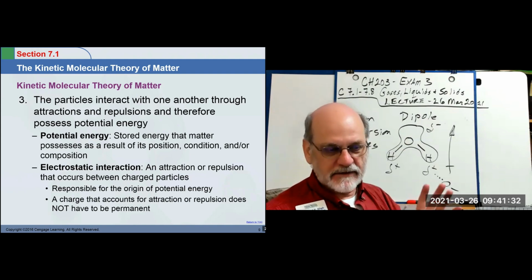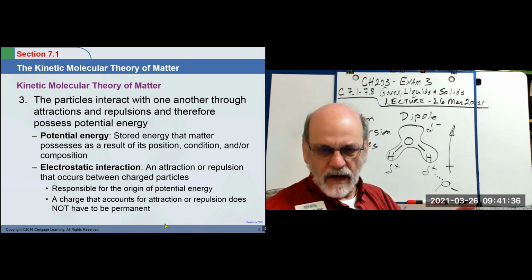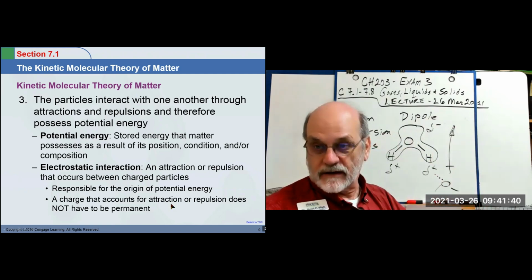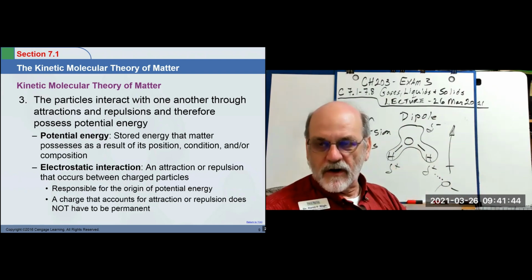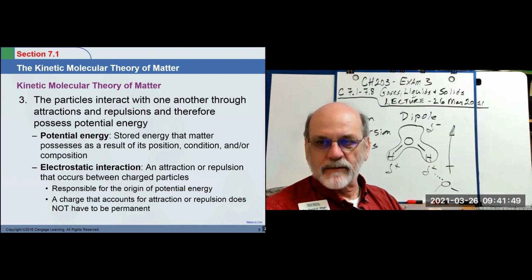And I'm not going to take time to describe them right now. So we may come back to them later. If not, then just file that away and hopefully it'll help you understand that there are a number of different ways that atoms, molecules, ions can attract one another.